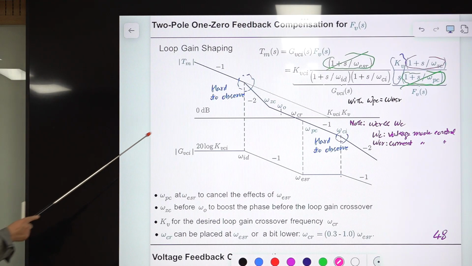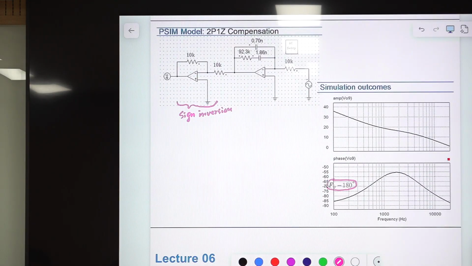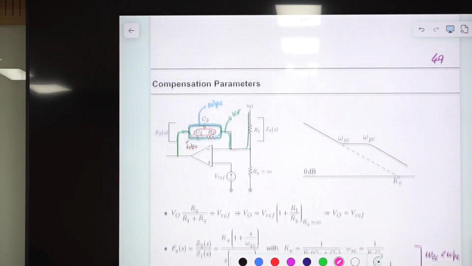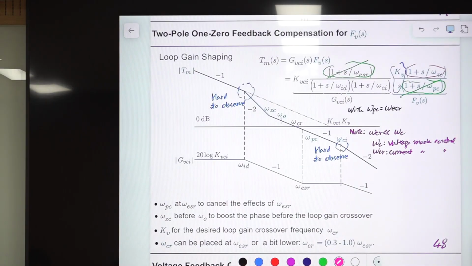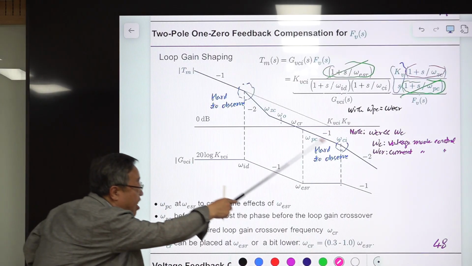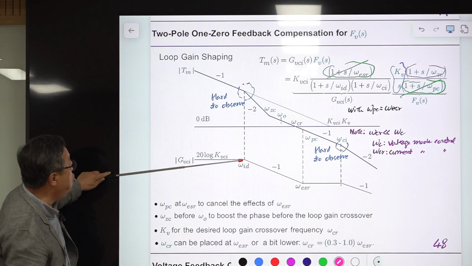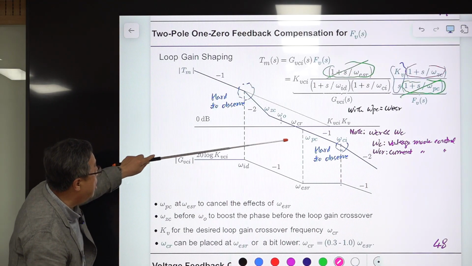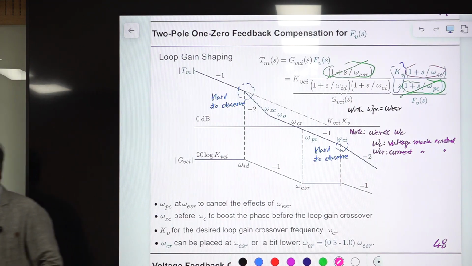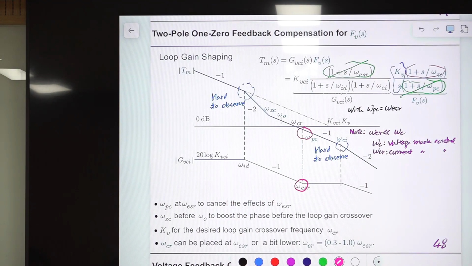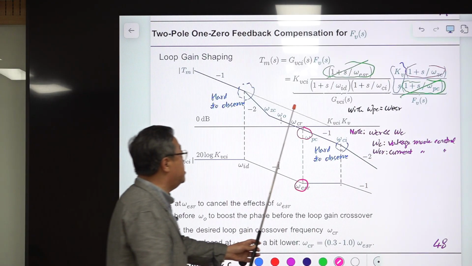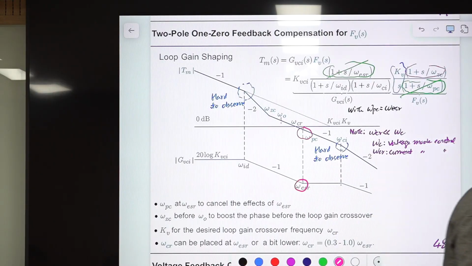And this one is hard to observe. Later on, I'll show you the loop gain of this one. Anyway, it looks like one straight line, because they are crowded. And in this open loop, omega ID is coming here, and omega PC is located at omega ESR intentionally to cancel it, and omega CI is the loop gain crossover frequency of the current loop. It is coming at a higher frequency.